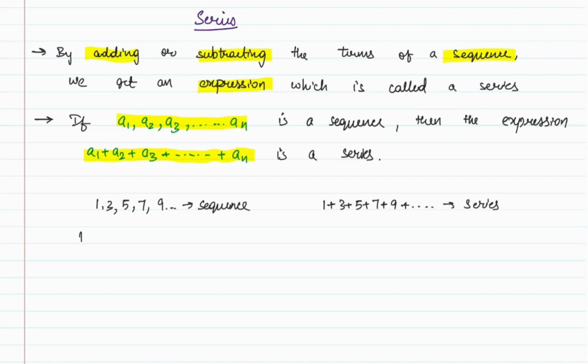Similarly, if you consider one more example, that is 2, 4, 8, 16, and so on up to infinite terms. So this will become an infinite sequence, right? What if we write this as an expression of the sum of these terms? 2 + 4 + 8 + 16 + so on up to infinity. So this will be a series.